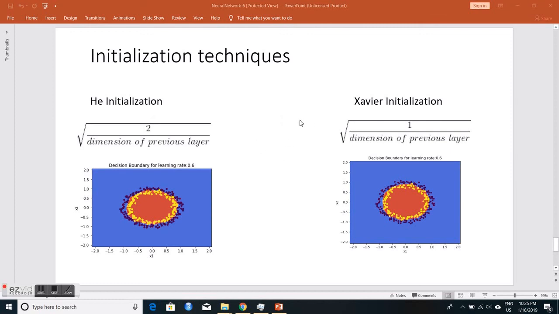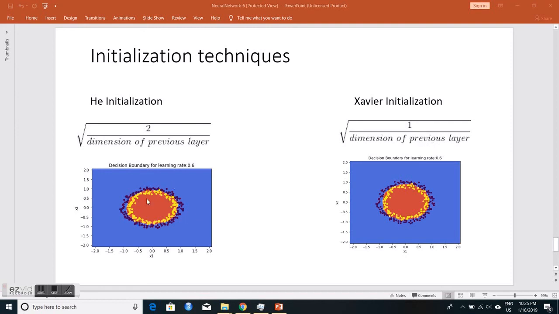There are two techniques of initialization. One is known as the He initialization, where you choose a set of random weights using the regular random distribution in R or Python or Octave, and then you multiply those weights by the square root of 2 divided by the dimension of the previous layer. So depending upon the previous layer, whether it had 3 activation units or 5 or 100, you use that dimension in the weights for that particular layer. And in Xavier, we take the square root of 1 divided by the dimension of the previous layer.